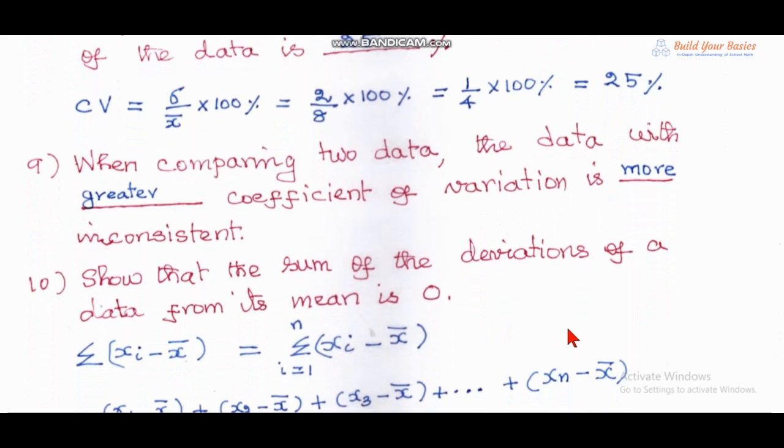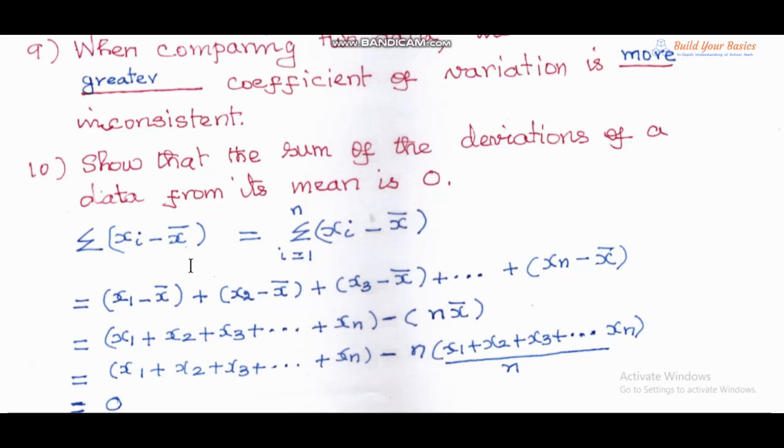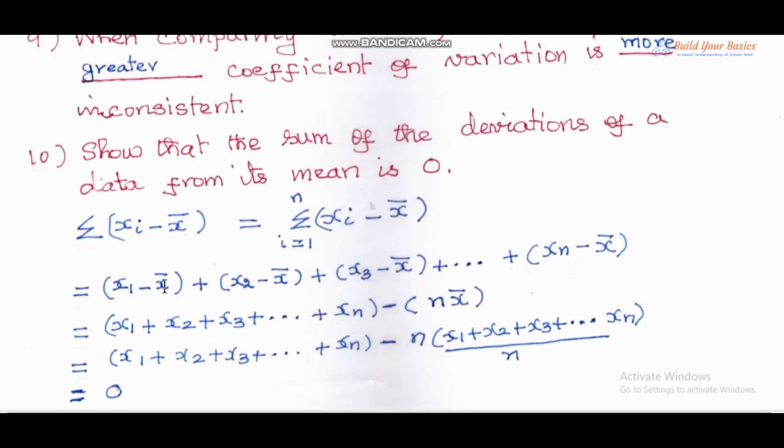Question number 10. Show that the sum of the deviations of a data from its mean is 0. Sigma xi minus x bar, consider. That's equal to sigma i equal to 1 to n xi minus x bar. That's equal to, i varies from 1 to n, therefore x1 minus x bar plus x2 minus x bar plus x3 minus x bar plus dot dot dot, finally xn minus x bar.